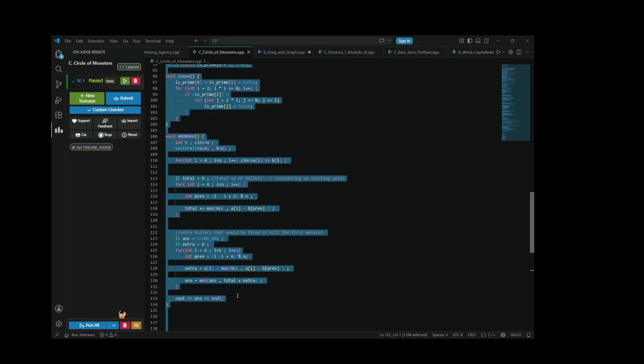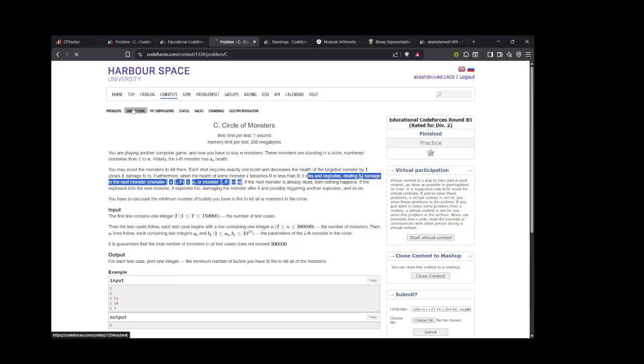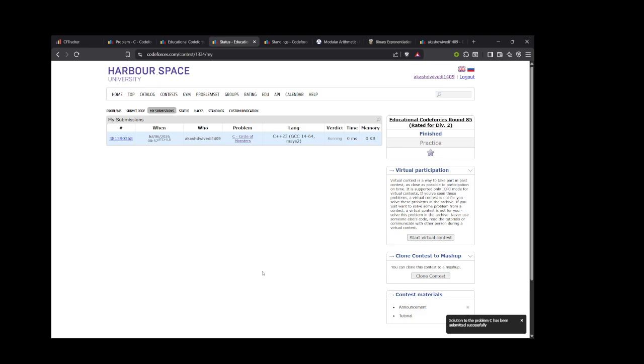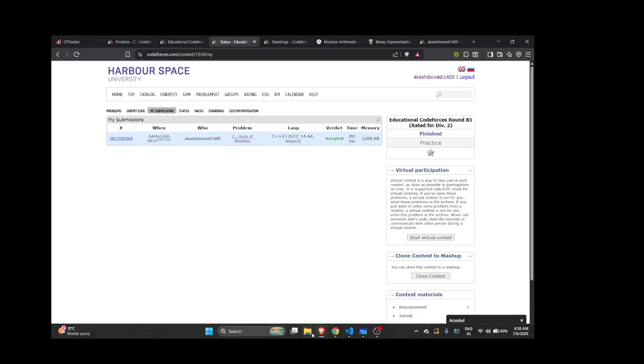Okay, this has passed. Let me check that everything is fine. Alright, Control A. So let's try to submit this. Problem C, Circle of Monsters. Hope it will pass. Let's wait a few seconds. Hope it will pass because we have already taken care of the constraints, like we have used long instead of integer. And yeah, it eventually passed. Yes, accepted. Green color here.